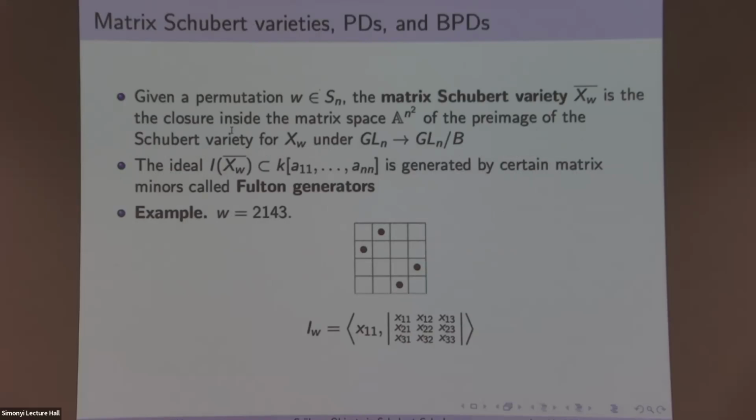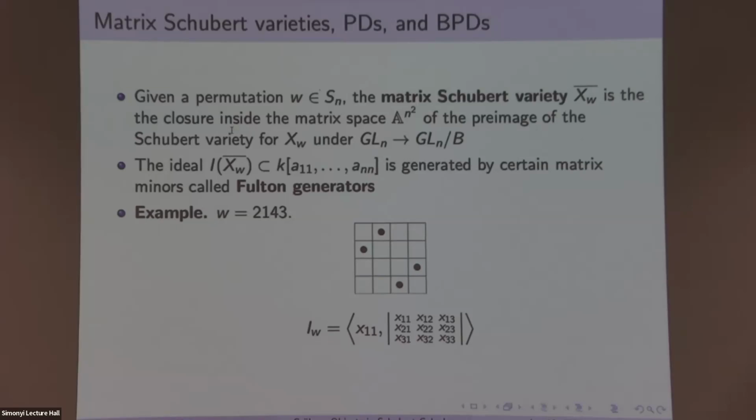The underlying geometric varieties that we get pipe dreams from are called matrix Schubert varieties. So let me say a few words about what those are. Given a permutation w, I can define the matrix Schubert variety to be the closure inside the matrix space of the pre-image of the Schubert variety given by w, under this natural quotient. So this is now actually living in affine space.